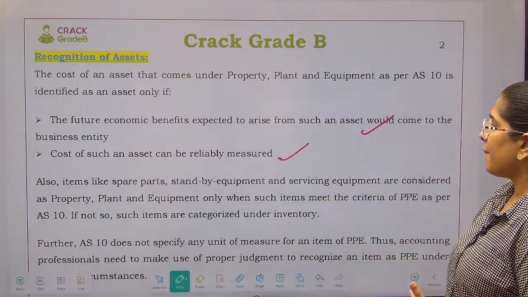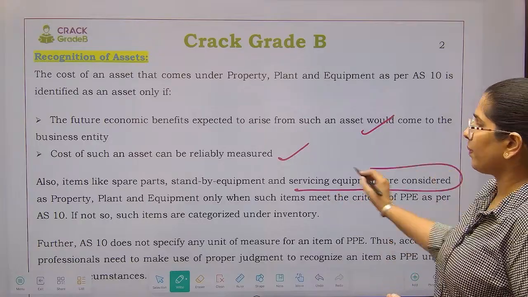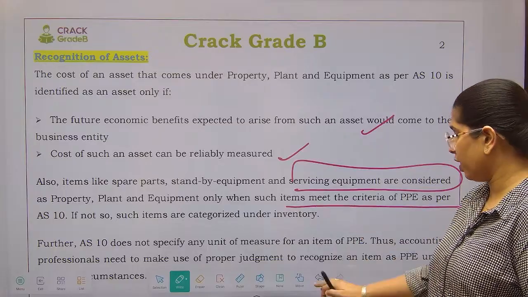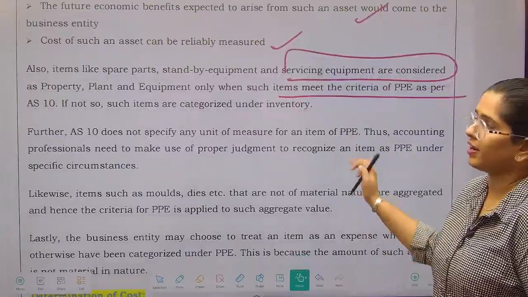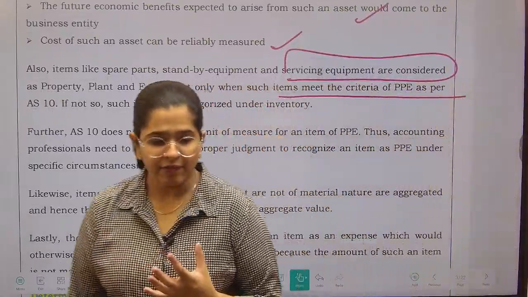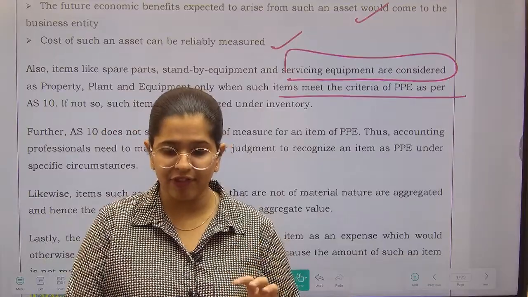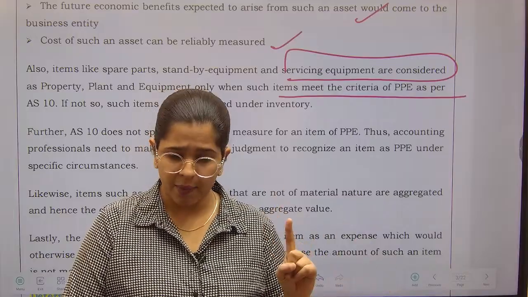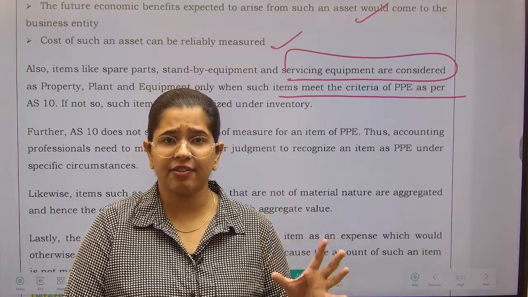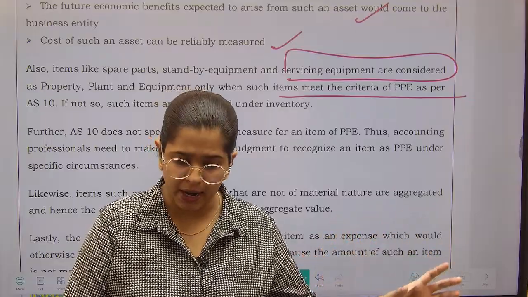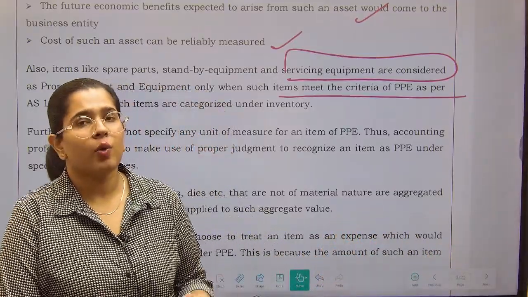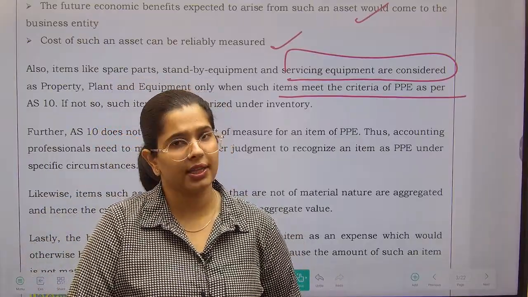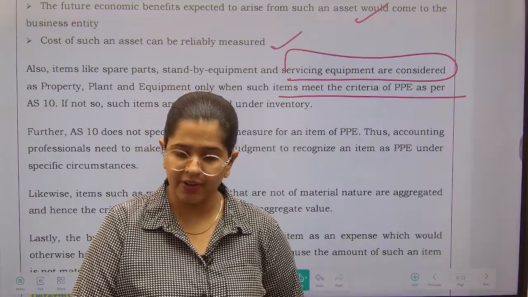Also, items like spare parts, standby equipment, servicing equipment are considered as PPE only when such items meet the criteria of PPE. If not, they will be categorized under inventory. For example, spare parts, okay? If the spare part has a significant, separate identity of its own, number one. Number two, there is a separate significant cost allocable to such a particular spare part. So remember that you have to quantify that spare part separately. You will have to recognize it separately. If that is not the case, then you are going to treat it as an inventory item.